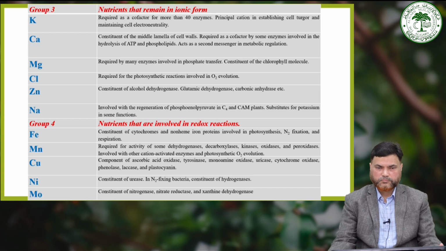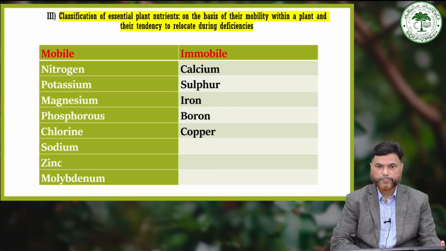The other element that comes under group 4 is nickel, which is a constituent of urease and hydrogenase involved in nitrogen fixing bacteria, playing an essential role in the metabolism of nitrogen. Next, the last element that comes in group 4 is molybdenum, which is a constituent of various enzymes such as nitrogenase, nitrate reductase and xanthine dehydrogenase. These enzymes are basically involved in crucial redox reactions including nitrogen fixation and nitrogen metabolism.